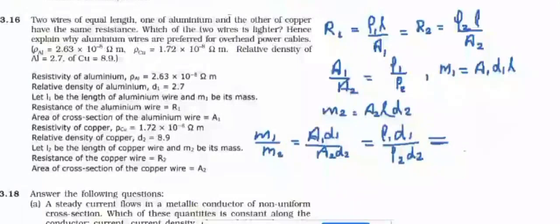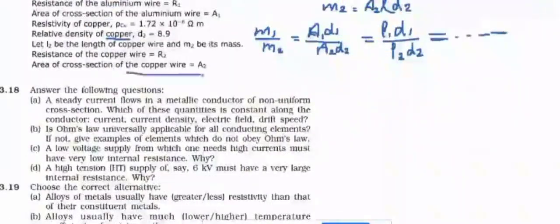Here, all the ones we have given for aluminium and the twos we have given for copper. So see this ratio, when you calculate it, you will get aluminium is much lighter than copper. That is why we prefer aluminium for overhead cables. Then question 17 is a graph question, so try to draw the graph and solve it. Now question 18.